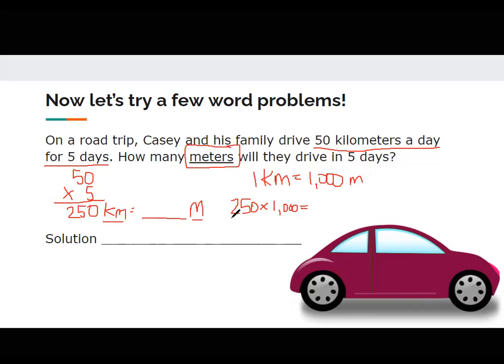Okay, so I know that 25 times 1 is 25. And then we have 3 zeros plus 1 zero over here, so we need a total of 4 zeros. So that's going to give us a total of 250,000 kilometers. Oops, sorry, meters. 250,000 meters. So it was 250 kilometers, but they wanted our answer in meters, so we had to convert it to 250,000 meters in 5 days.